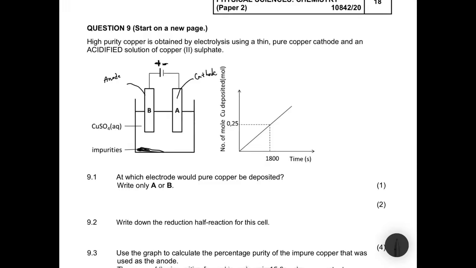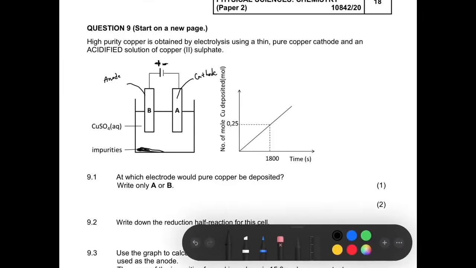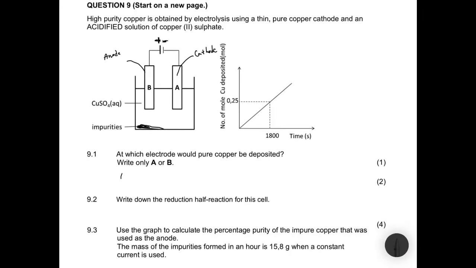At which electrode will pure copper be deposited? Write only A or B. Where the pure copper is deposited, it's where reduction happens, the gaining of electrons that takes place at the cathode, right? So from that information, here our answer would be A, right? That's where the pure copper will be deposited because A is our cathode and that's where reduction takes place.